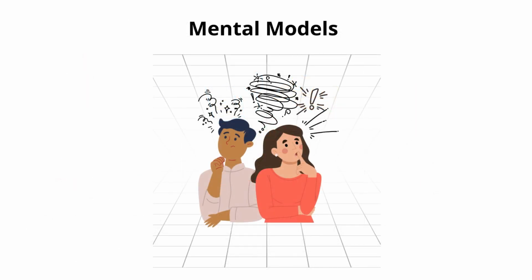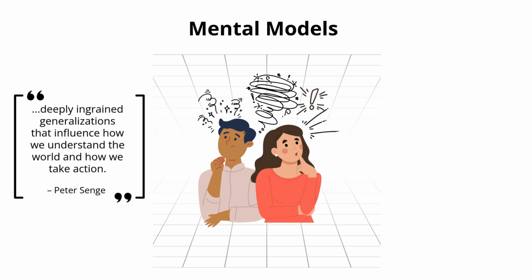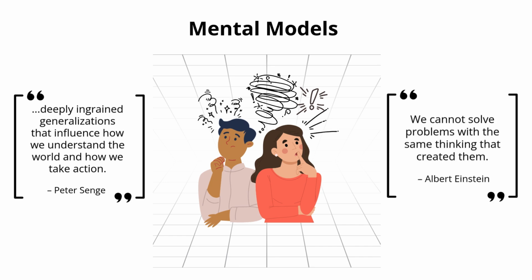Mental models play a central role in this work. They are the deeply held beliefs, assumptions, and narratives we carry about how the world works. Peter Senge describes mental models as deeply ingrained generalizations that influence how we understand the world and how we take action. They shape everything from our daily decisions to institutional policies. Changing mental models is slow and often invisible, but it is foundational to systems change. As Albert Einstein famously said, we cannot solve problems with the same thinking that created them. Without these shifts in perspective and meaning making, even the best-intentioned policy and program reforms will struggle to take root and endure.